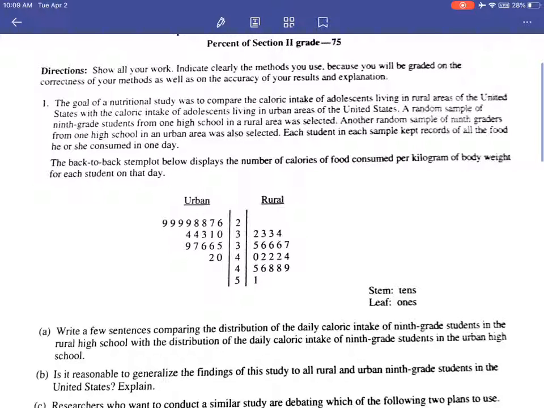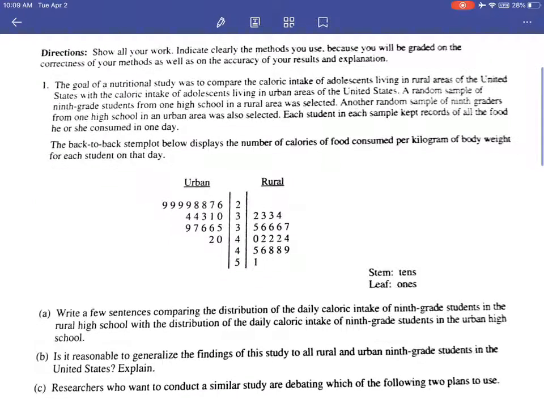A big benefit of having a STEM plot or back-to-back STEM plot is that you have the specific data points, so you can calculate any summary stat you want because you have all the data points. Whereas if you have the histogram or a box plot, you don't know what the specific data points are.